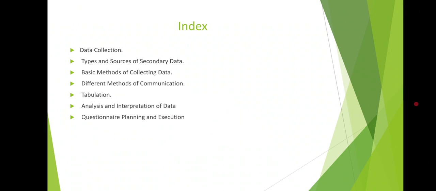Next we have basic method of collecting data as well as different method of communication, tabulations. Apart from that we have analysis and interpretation of data. And lastly we have questionnaire planning and execution. In this video we are covering only these topics: data collection, types and sources of secondary data, basic method of collecting data. In the next video we are covering the other topics: different method of communication, tabulation, analysis and interpretation of data, questionnaire planning and execution. So let's understand one by one each topic.